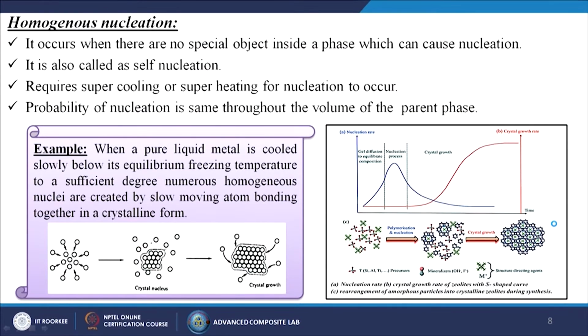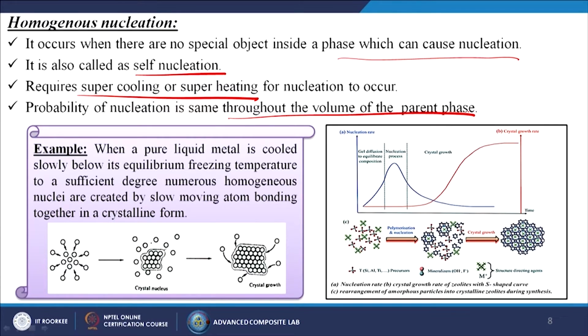Now, we are going into details of homogeneous nucleation. It occurs when there is no special object inside a phase which can cause the nucleation. It is also called self nucleation, and it requires supercooling or superheating for nucleation to occur. So, supercooling or superheating is required. The probability of nucleation is the same throughout the volume of the parent phase. What is the example? When a pure liquid metal is cooled slowly below its equilibrium freezing temperature to a sufficient degree, numerous homogeneous nuclei are created by slow moving atoms bonding together in a crystalline form.